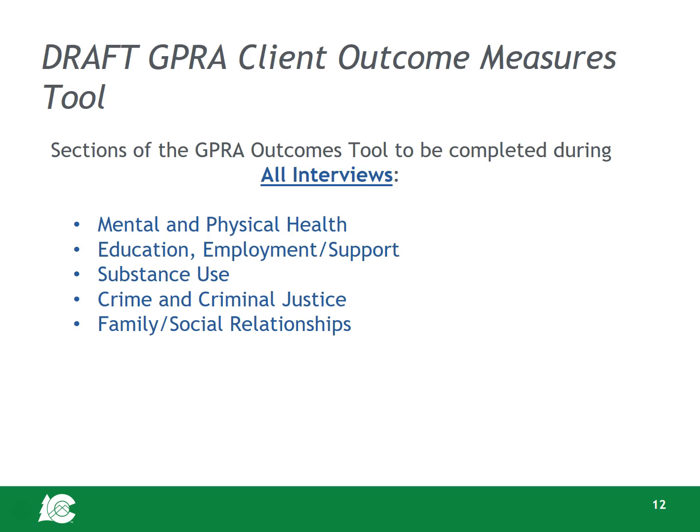After the first few general sections are complete, you will then transition into the main part of the tool, which inquires about client mental and physical health, education, employment and support, substance use, crime and criminal justice, and family and social relationships. Many of the questions ask about personal aspects of your clients' lives. There are also questions that ask about particularly sensitive topics, which include substance use, suicide, and violence and abuse. Therefore, it is helpful to let your client know when you are transitioning from one section to the next, and whether that section might contain sensitive questions.